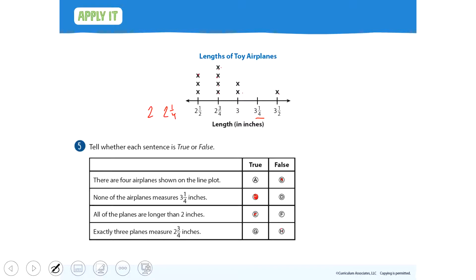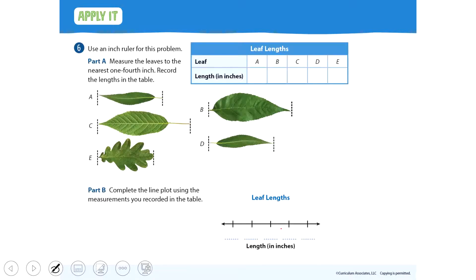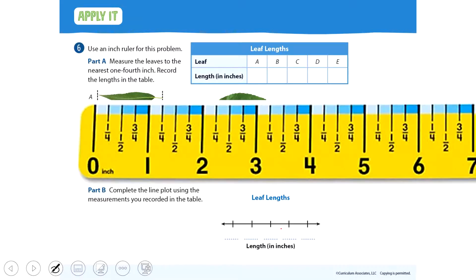Let's check our next question. So far, we're doing good. This says, use an inch ruler for this problem. Measure the leaves to the nearest 1/4 inch. Record the lengths in the table. We have leaf A. Let's see how long leaf A is. Oh, and if I look at my ruler, it says leaf A is 1 1/4 inch.